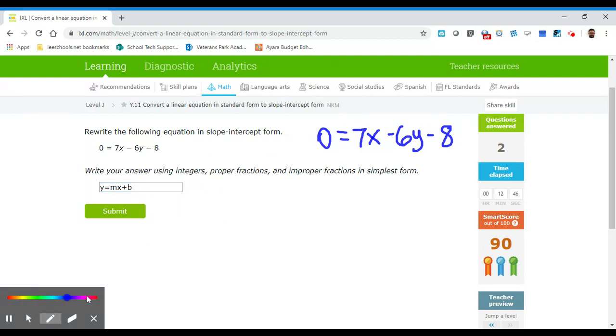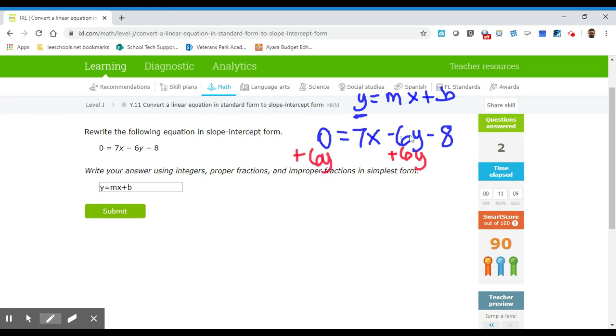If we want it to look like y equals mx plus b, we want the y term on the left side of the equation. So let's start with that step. Let's go ahead and add 6y. We're doing the opposite, putting it on the left-hand side. So cancel it out, and now it's showing up on the left. So it'll be 6y equals. What's left? We have 7x, and we have a minus 8.